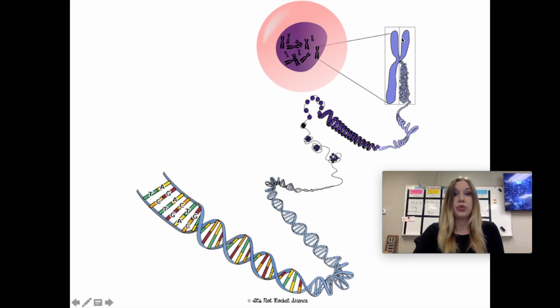And if we were to zoom out even further, remember we have 46 chromosomes, or 23 pairs of chromosomes, within the nucleus of every single cell in the body. Whew. Got it? It's okay. If you didn't, just go back and rewatch.